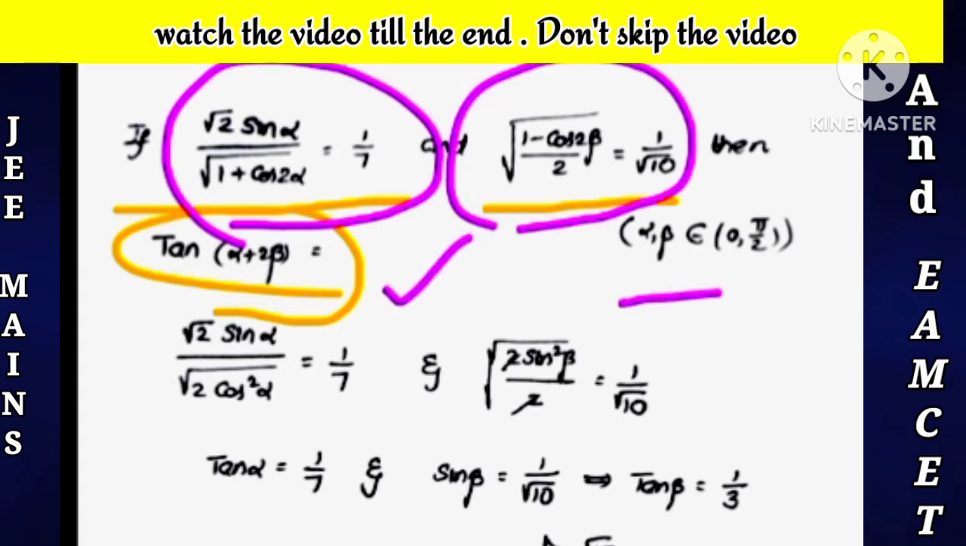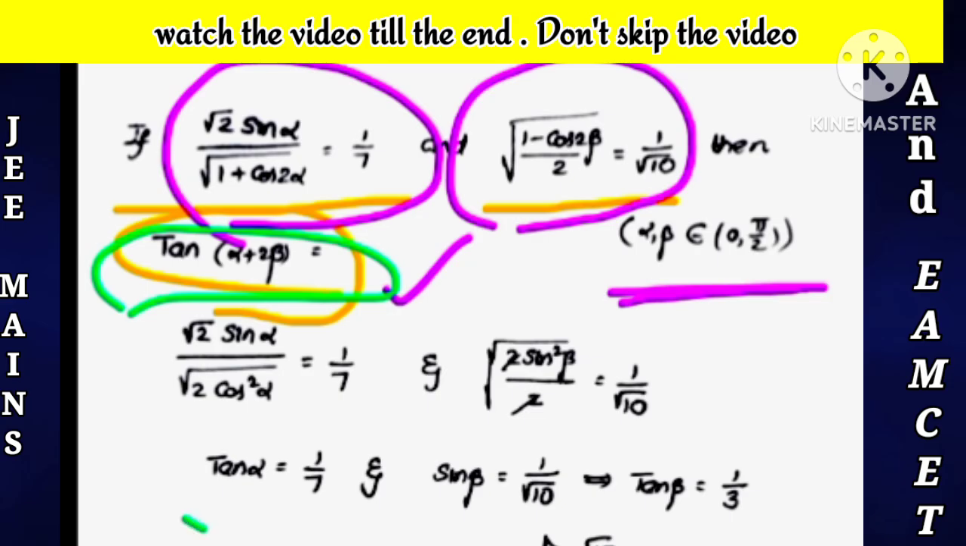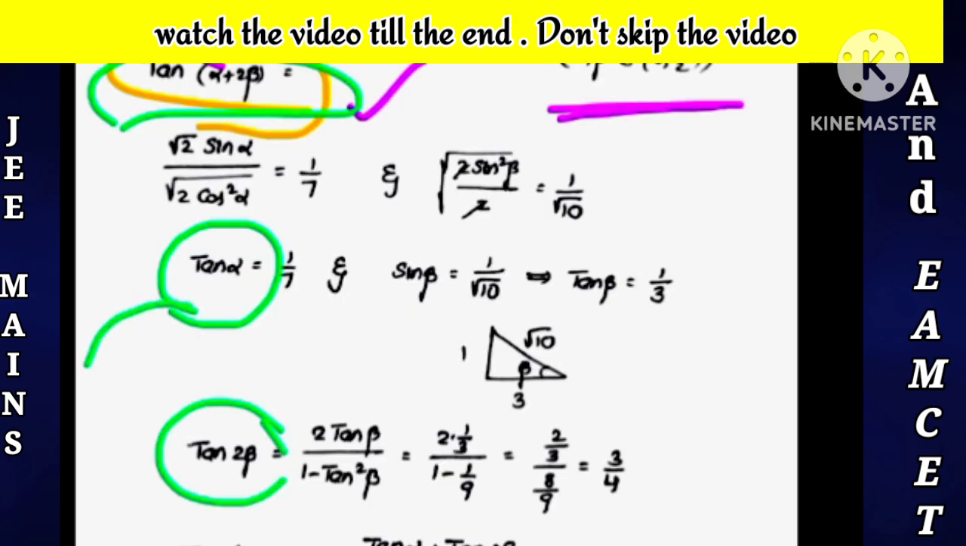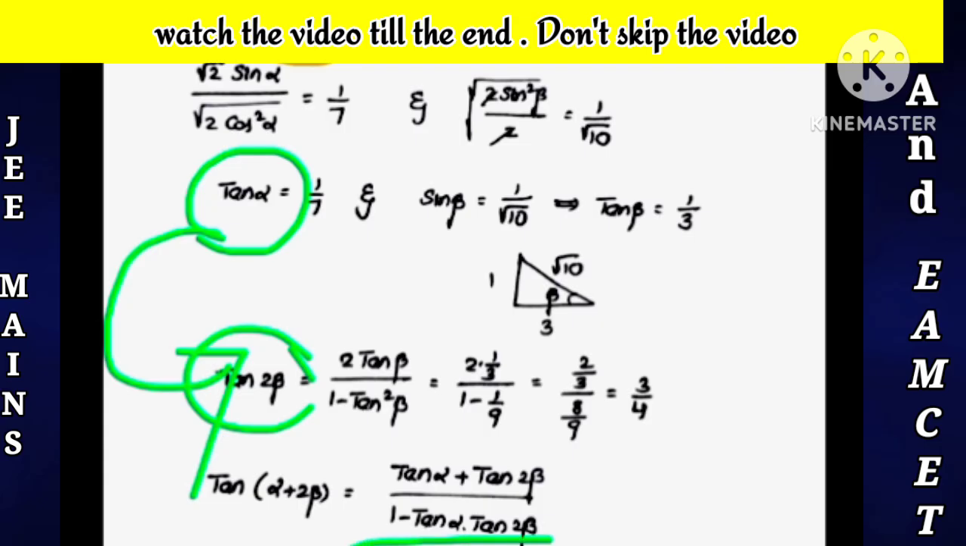Here the given condition is alpha, beta belong to (0, pi by 2), meaning these two are in the first quadrant. Observe that this is in the form of tan of (a plus b), and the formula for tan of (a plus b) is (tan a plus tan b) by (1 minus tan a tan b). So here you have to find the values of tan alpha and tan 2 beta. If you replace these two values in this formula, then you will get the answer. That is the procedure.